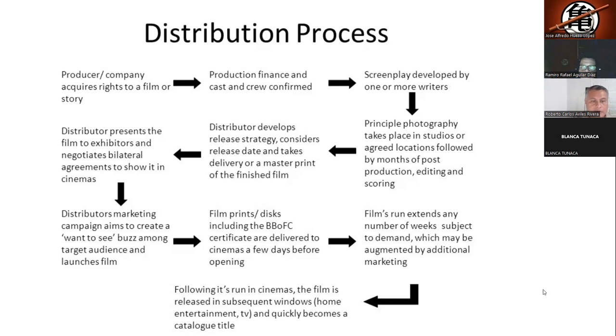Films run extended any number of weeks subject to demand, which may be augmented by additional market. Very good. So then when they distribute the movie, they start showing it. The most common is 3 or 4 weeks. They plan the movie for 4 weeks. If the people really want to watch the movie, they can do that for more weeks. I remember, for example, for Spider-Man: No Way Home, at that time, everybody wanted to see that movie. I went to the movie theater, it was full, and all the movie halls were projecting the same movie. So they extended that a few more weeks. It was very interesting.